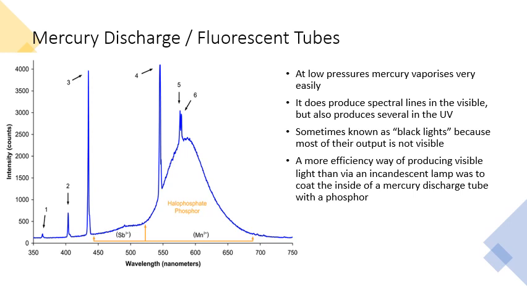And so mercury discharge combined with a fluorescent phosphor, efficient ways of producing light, and were once technologically really important. It's only been in this last maybe only 5 years that they've been totally superseded by LEDs.